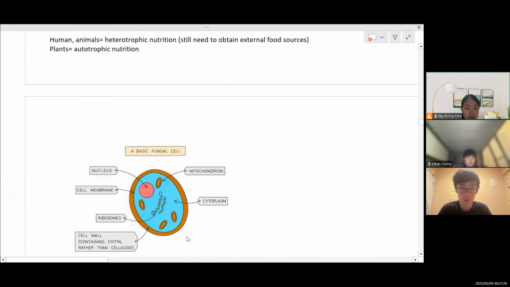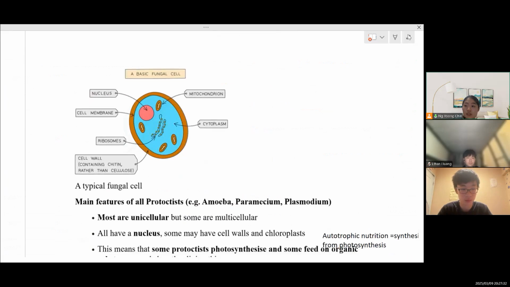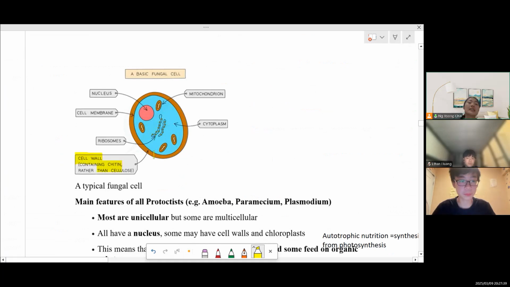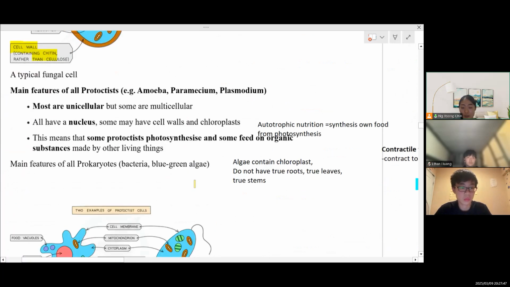So that's all about the fungus. Have a look at their structure and then remember it. You can see that the cell wall usually consists of chitin, but not cellulose. Cellulose only exists in plant cells. Cellulose means 纤维. Okay, then how about the protists?